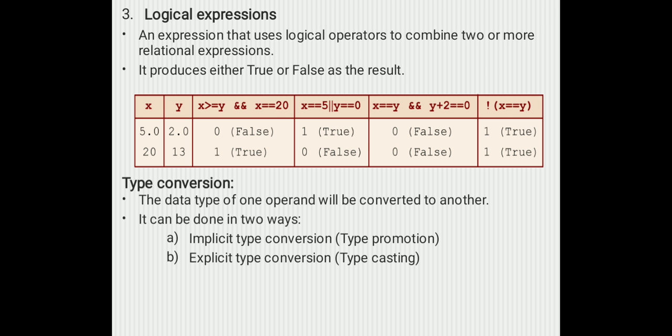And next is type conversion. Type conversion means data type conversion. The data type of one operand will be converted to another. It can be done in two ways: implicit type conversion and explicit conversion. Implicit type conversion has another name, type promotion, and explicit is also known as type casting.